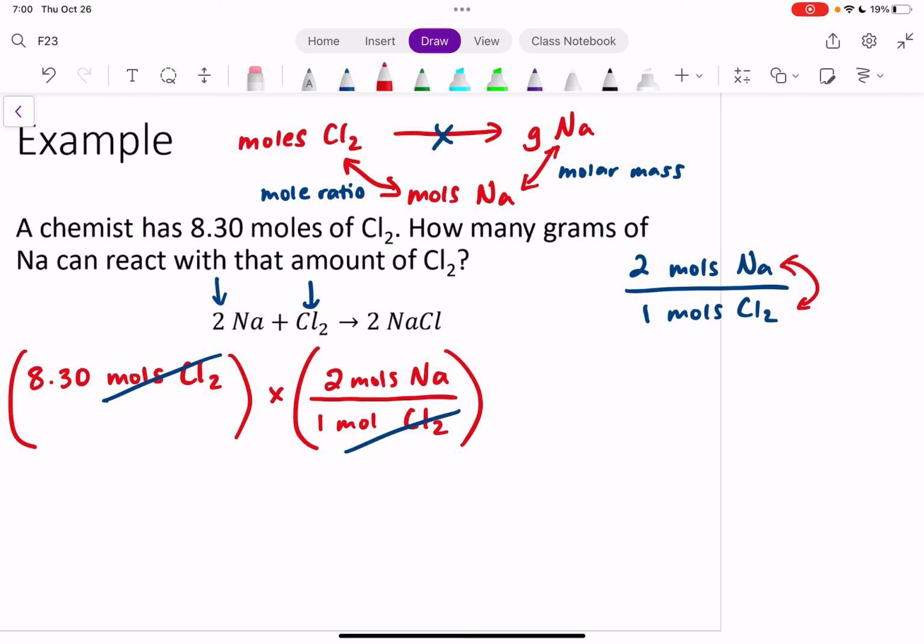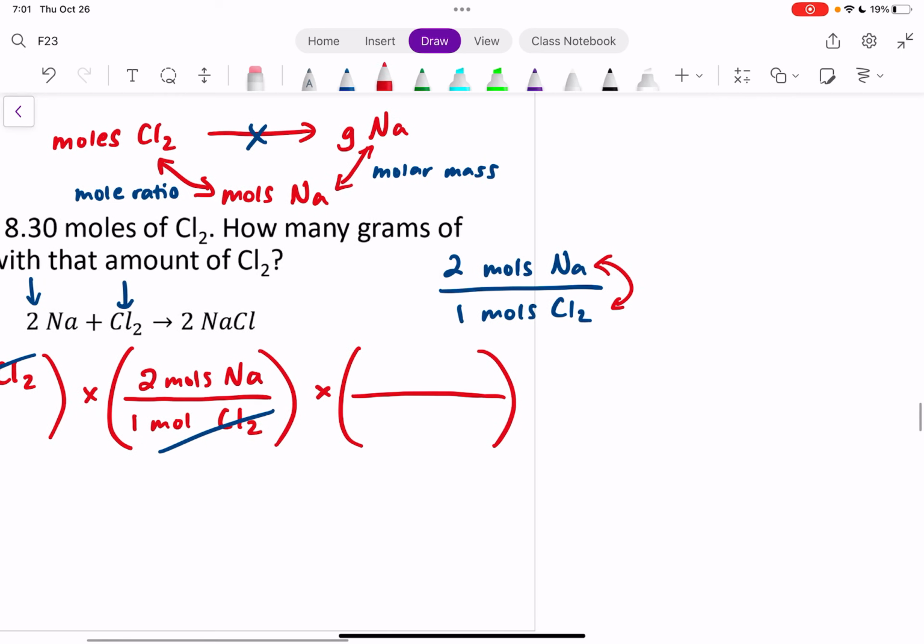Are we done? No, right? We don't want to get to moles of Na. We want to get to grams of Na. So we got one more step, but that's okay. We can do it. So let's see. We said we need to use the molar mass to get from moles to grams of our Na. So what is the molar mass of Na? Well, let's do that over here as a side note again.